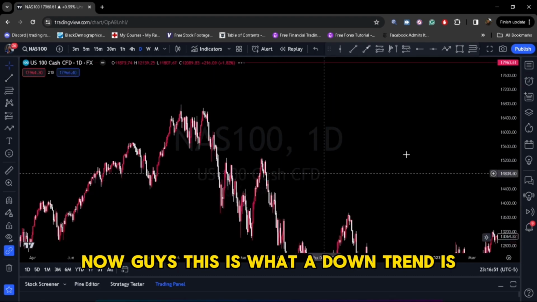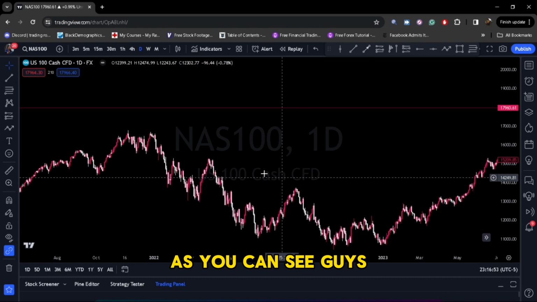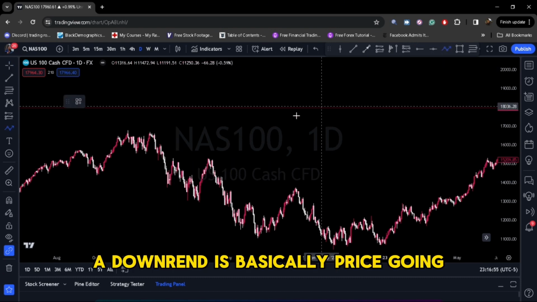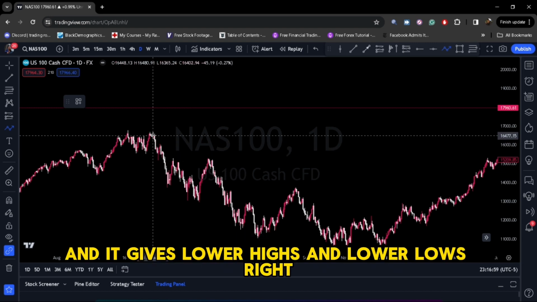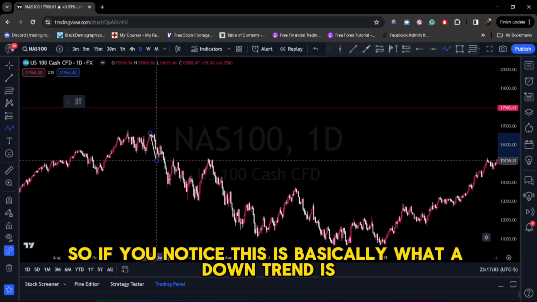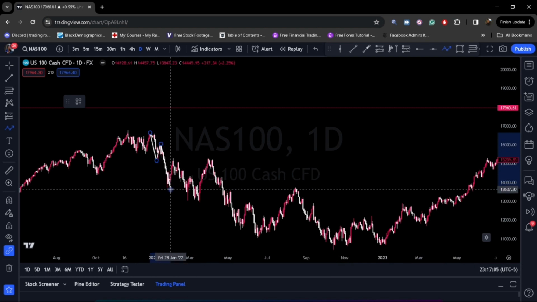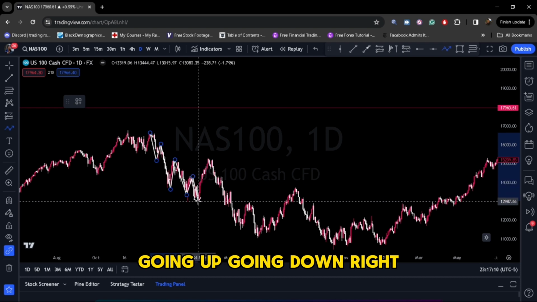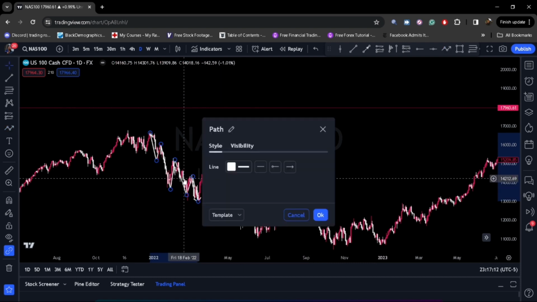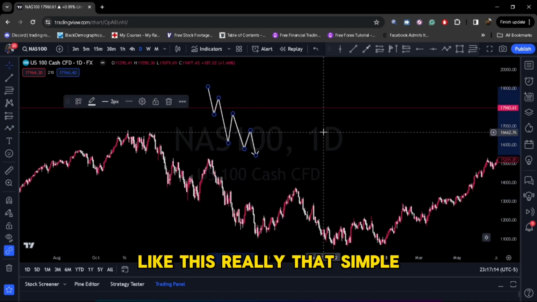Now guys, this is what a downtrend is. As you can see guys, a downtrend is basically price going down, right? Really that simple, and it gives lower highs and lower lows, right? So if you notice, this is basically what a downtrend is. As you can see, it's going up, going down, going up, going down, right? Like this, really that simple.